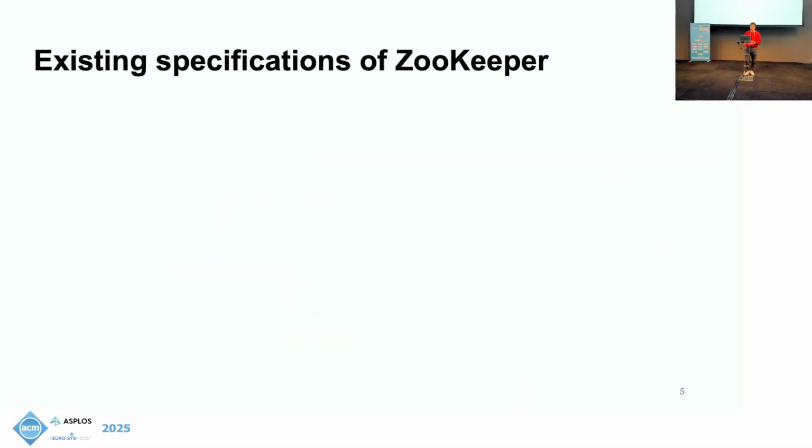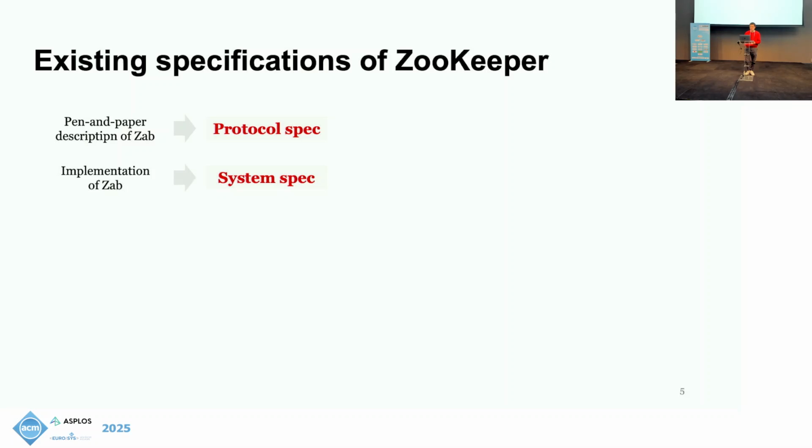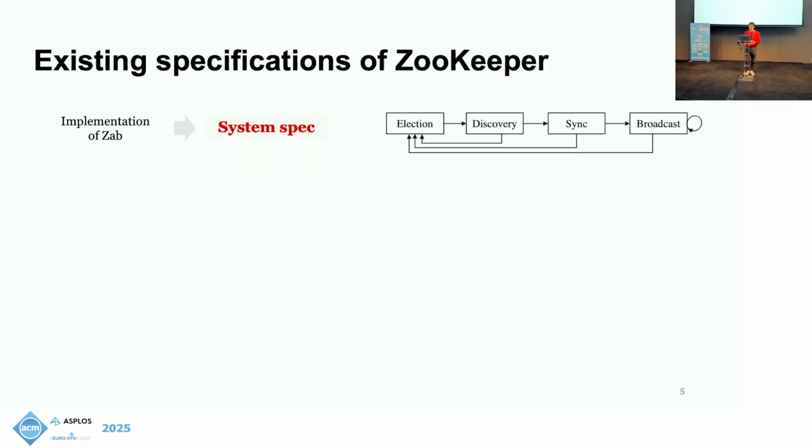We resort to formal methods to improve the reliability of ZooKeeper. Actually, before this work, there exist two official TLA+ specifications for ZooKeeper, the protocol spec and the system spec. The protocol spec follows the pen-and-paper description of the original ZAB protocol from the ZAB paper, and the system spec is developed based on the ZooKeeper source code. Since our goal is to verify the implementation, we start with the system spec.